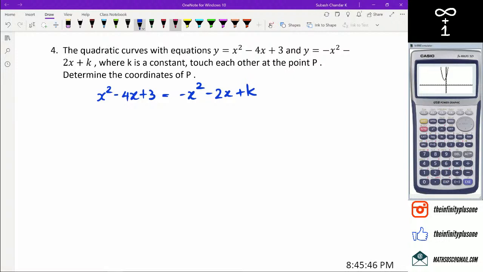So basically, a quick visual guide is this. This is a positive x squared, which means the parabola looks like this.